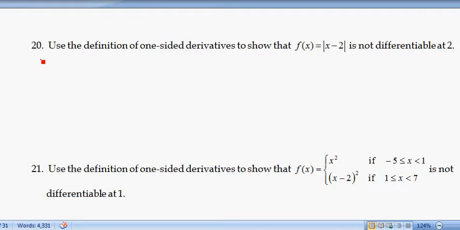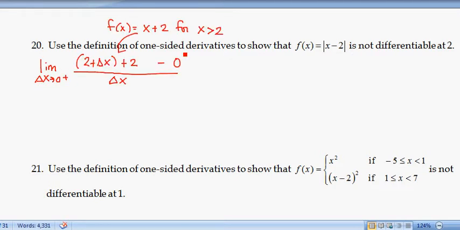What I basically want to show is that the limit from the right is equal to this. And remember that I'm using the function f of x as x plus 2 for values of x greater than 2. So I'm looking at it from the right. I'm using this piece of the definition.